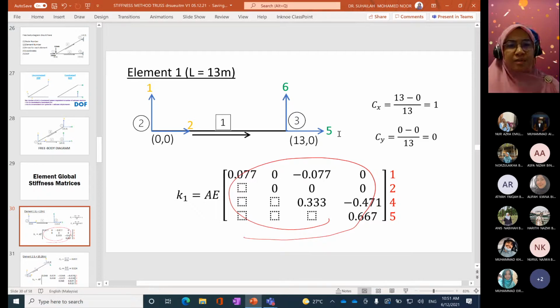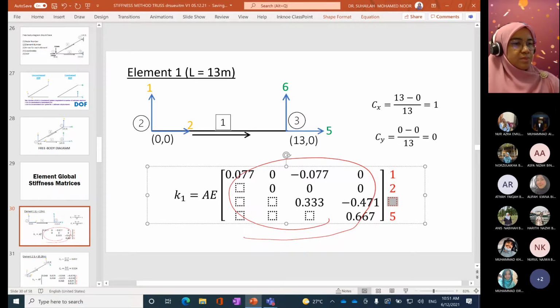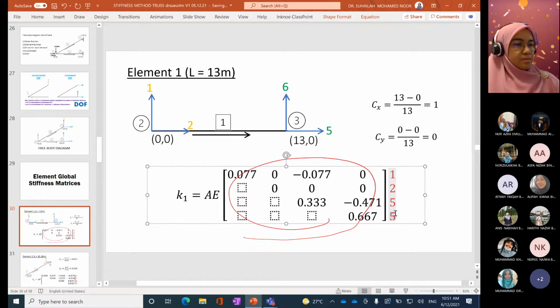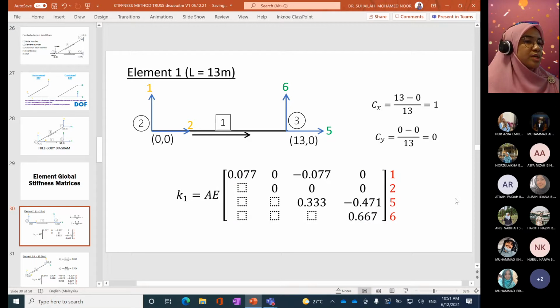Okay, yang ubah cuma position only. Value tak ubah, sebab coordinate masih sama, node number masih sama, element number sama, arrow masih sama. Apa yang ubah? Degree of freedom. Bila ubah degree of freedom, label kat luar je akan ubah. So 1, 2, 5, 6, bukan lagi 1, 2, 4, 5. Nampak tak? Dia akan ikut ubah. Ini jadi 5, 6. Macam ni, 1, 2, 5, 6. So sini pun akan jadi 1, 2, 5, 6.